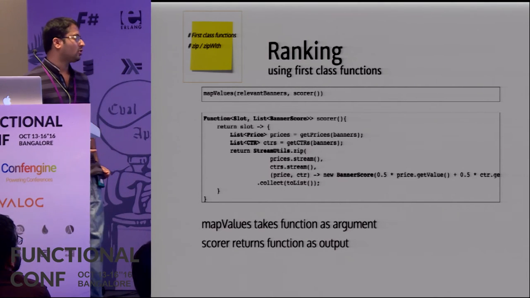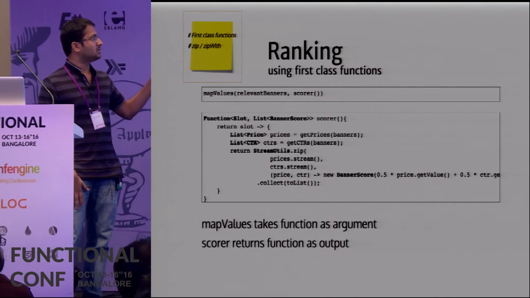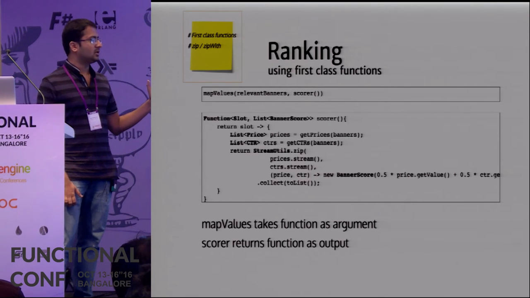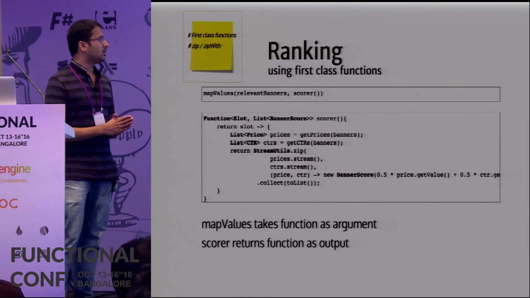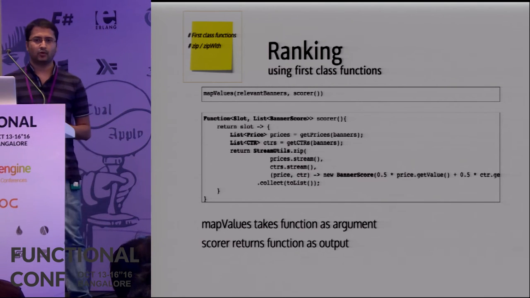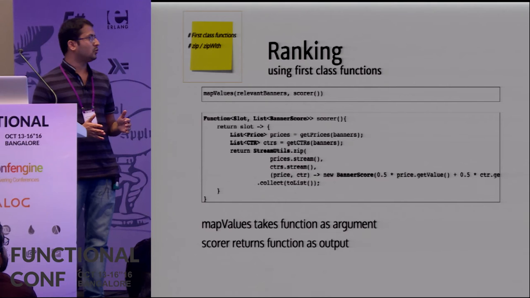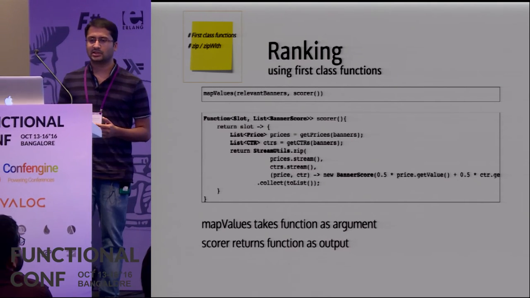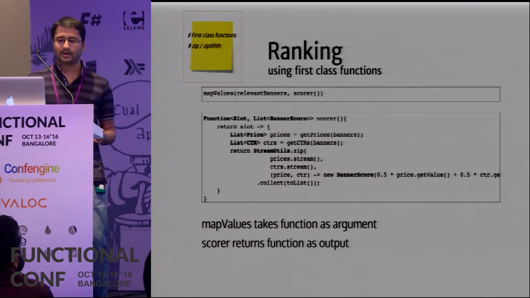So one simple way to accomplish this is to take all the prices, take all the CTRs, zip them, and then apply a function which computes the score. The only problem with zip here is that it wouldn't work if there are more than two attributes, but you can still write other zip3 or zip4 kind of functions which work with more than two attributes.